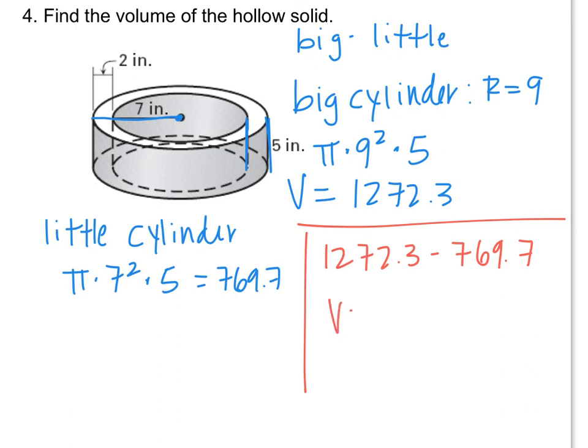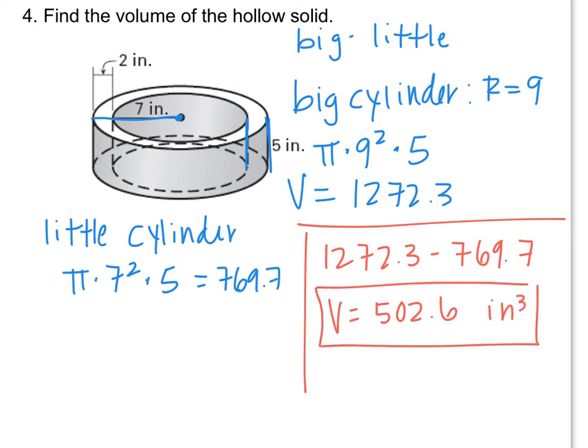And then for our final answer, we are just going to subtract the two. So we get a final volume of 502.6 inches cubed. All right, so there are our hollow shapes.